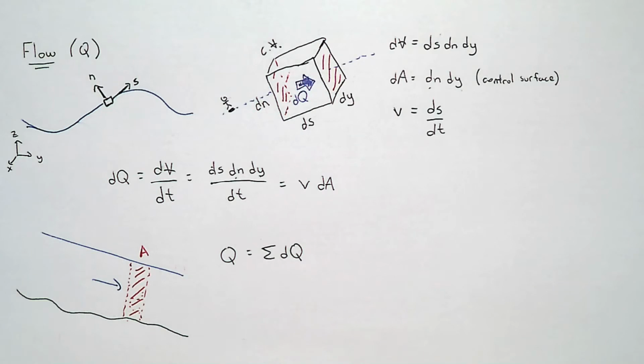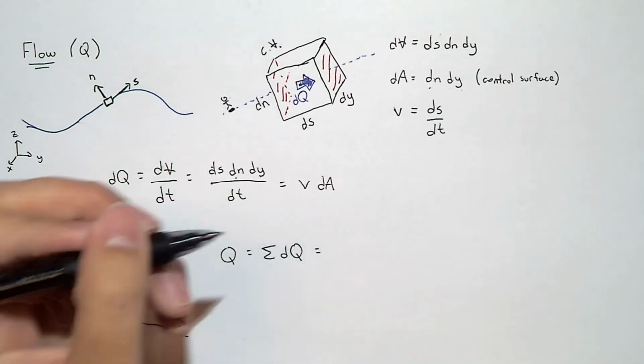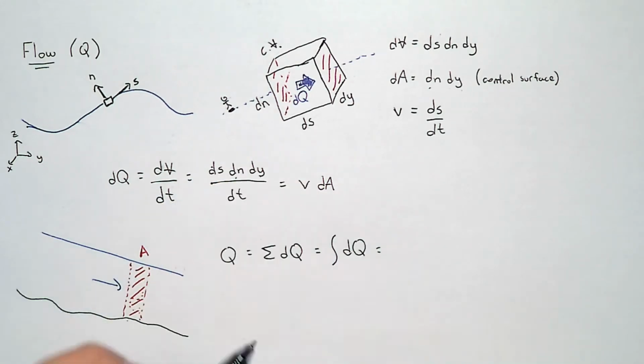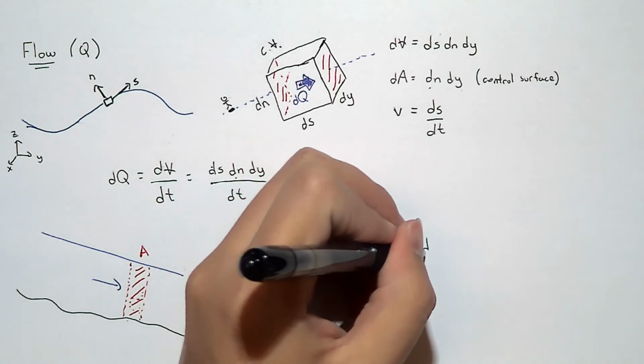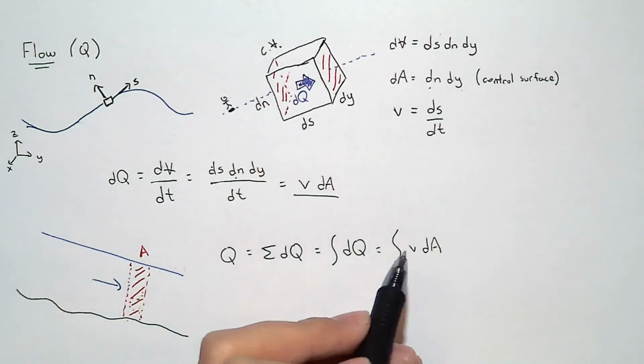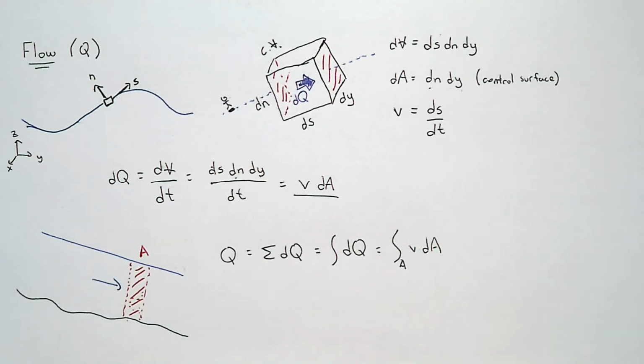How many dqs, how many tiny area dAs with dqs do we have in this finite quantifiable area? An infinite number. So how can we add up an infinite number of elements? We integrate. Good. So the flow rate will simply be equal to the integral of dq, or if I use this definition right here, the integral of velocity times my dA evaluated over my finite area A. Okay? And that is flow rate.